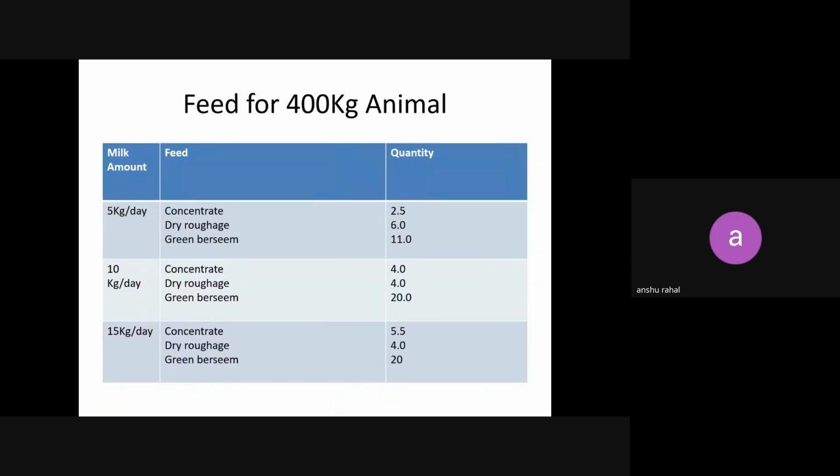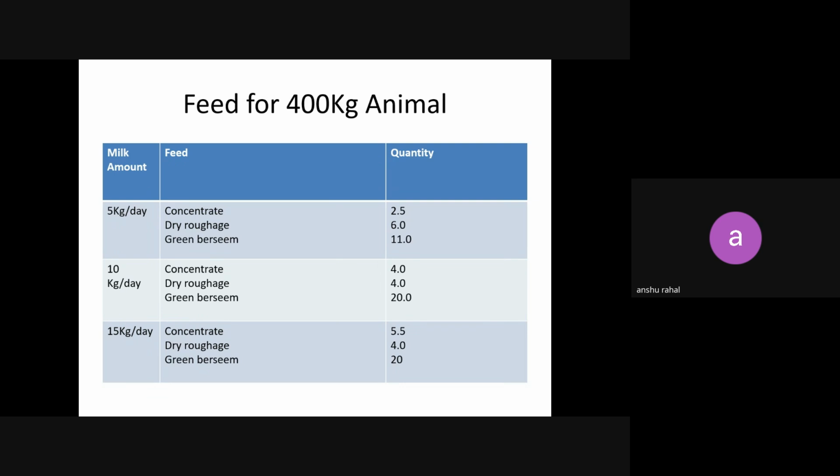Suppose you want to feed a 400 kg animal, and the animal is producing about 5 kg of milk. Then this animal needs to be given about 2.5 kg concentrate, 6 kg dry roughage, and 11 kg of green roughage. And if the animal is having 10 kg milk production, then 4 kg concentrate, 4 kg dry roughage, and 20 kg of green berseem.